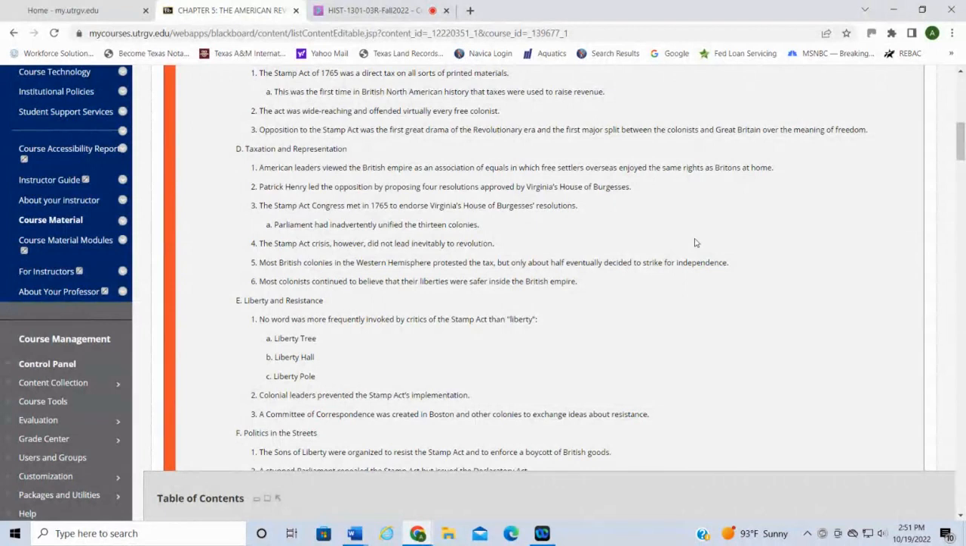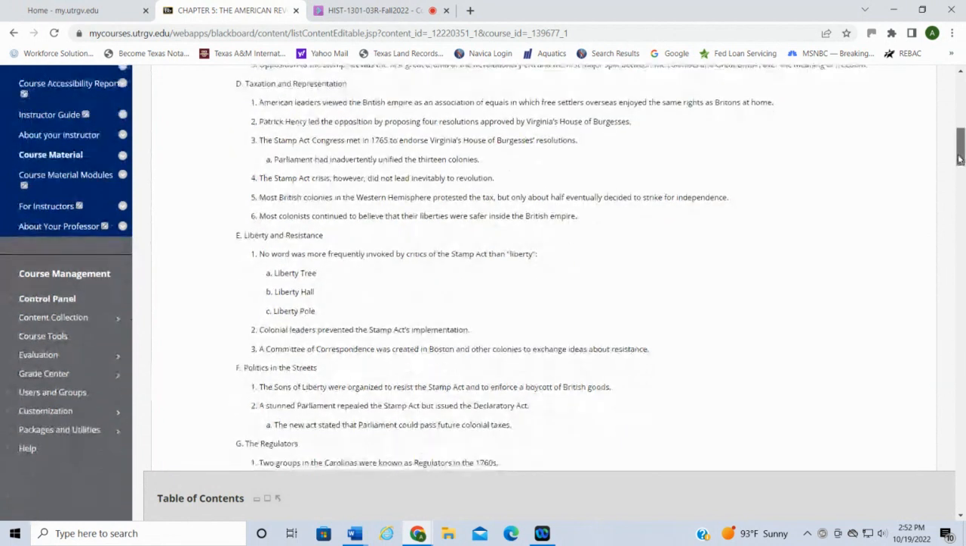So the Stamp Act crisis, however, did not lead inevitably to revolution. Most British colonies in the Western Hemisphere protested the tax, but only about half eventually decided to strike for independence. And most colonists continued to believe that their liberties were safer inside the British Empire. So there were still disagreements about what to do. A lot of the colonists still felt, hey, we don't need to move out yet. We just have some issues. Let's try to work them out and see if we can get those issues resolved. That was basically their contention: we are still British, we don't want to leave the British Empire, but we do need to get this resolved.